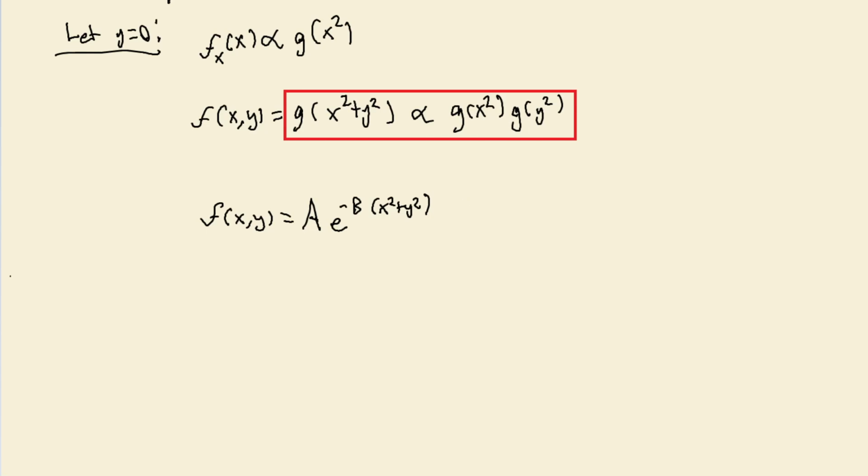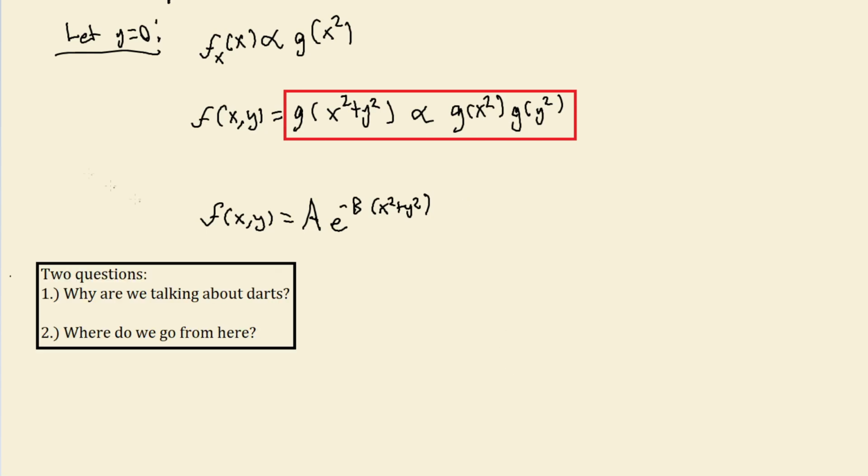All right, so there's two natural questions that should arise at this point, which is number one, why are we talking about darts in the first place? How useful is this idea? And number two, where do we go from here? So to address the first problem, we found a probability density function to represent the game of darts. Congratulations, that's great. How useful is that?